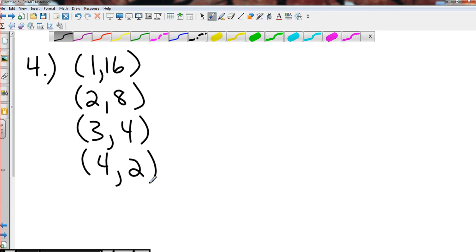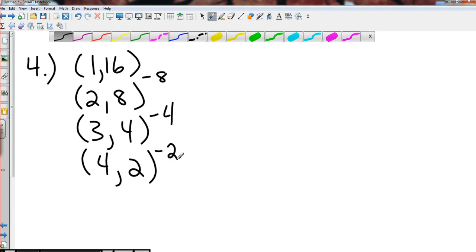But still, let's look for our consistency. 1 to 2? Plus 1. 2 to 3? Plus 1. 3 to 4? Plus 1. So we're still good, right? Let's go to the other side. 16 to 8? Minus 8. We're just doing pluses and minuses. So minus 8. 8 to 4? Minus 4. Yep, minus 4. And 4 to 2? Minus 2. Okay, so again, we're just doing plus and minus.